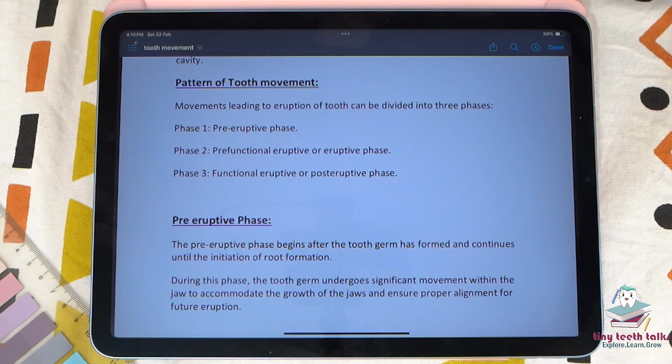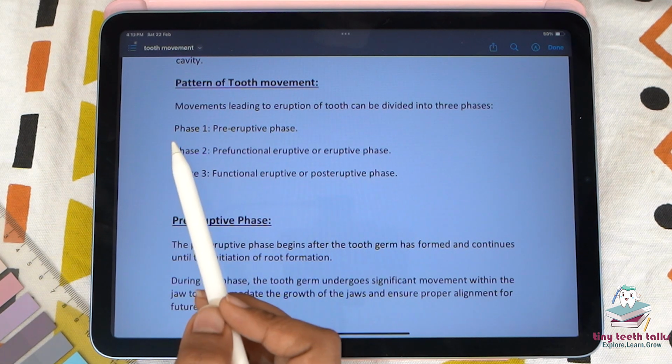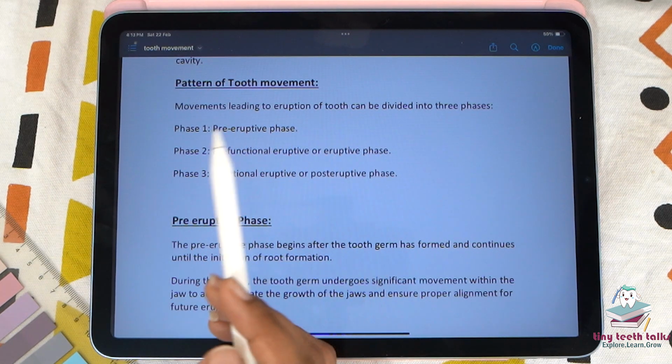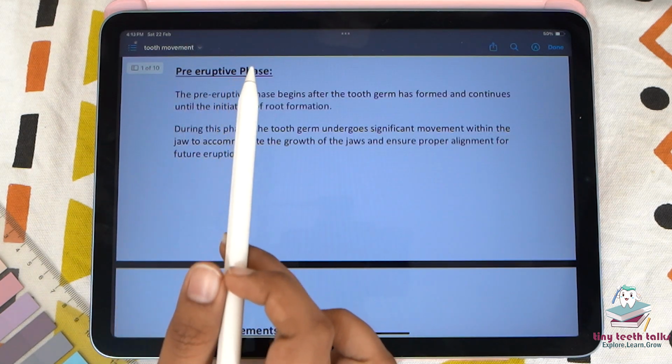Pattern of tooth movement. Movements leading to eruption of the tooth can be divided into three phases. Phase 1, pre-eruptive phase. Phase 2, pre-functional eruptive or eruptive phase. Phase 3, functional eruptive or post-eruptive phase. Starting with the pre-eruptive phase.